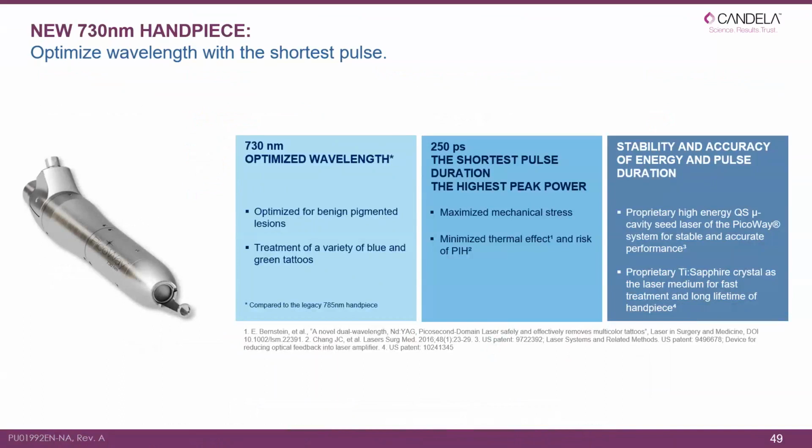So you remember back to the chart I showed you earlier, where you could see the shorter the pulse, the more of that energy is being delivered within that stress relaxation time, the acoustic range. By moving down to 250 picoseconds, we have a much larger proportion of that energy being delivered within that range. So it gives you a much stronger acoustic shockwave, and we get much less heat within the tissue.